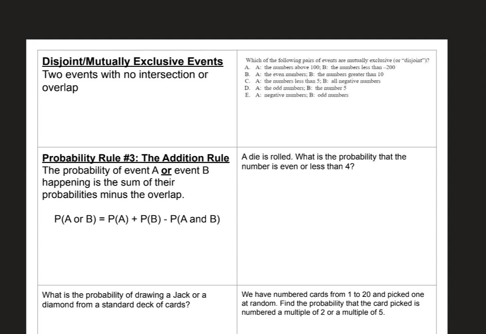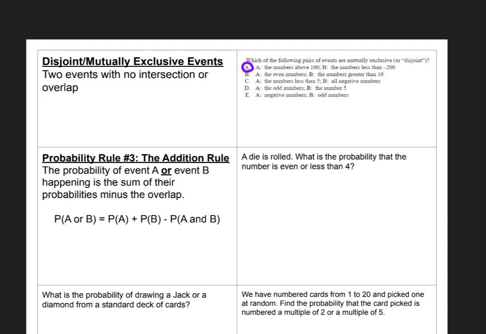A says the numbers above 100 and the numbers less than negative 200. In that case, we have to think, is there anything overlapping in A and B? Well, numbers above 100 and numbers less than negative 200 look to be mutually exclusive or disjoint. So we think it's A, but let's go through the other options. Even numbers and numbers greater than 10. Well, 10 is an even number, 12 is an even number, 14 is an even number, and those are all numbers that are greater than 10. So that means there is overlap there, so those cannot be mutually exclusive or disjoint.